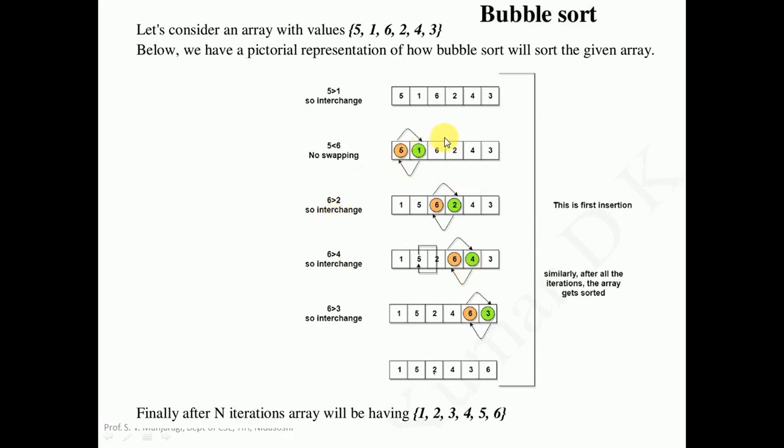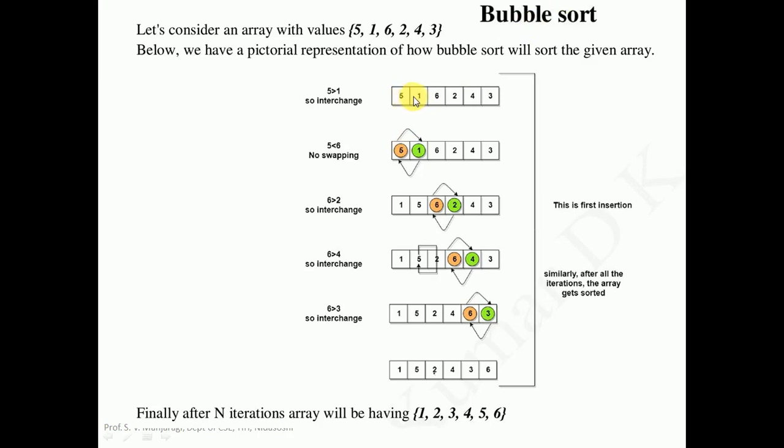Let us take one simple example here. Let us consider an array with elements 5, 1, 6, 2, 4, 3. If you look at these elements, the elements are unsorted. They are not sorted in ascending order. So bubble sort basically starts by comparing the first element with the second element. The first element in this particular example is 5. It is compared with the next element 1.